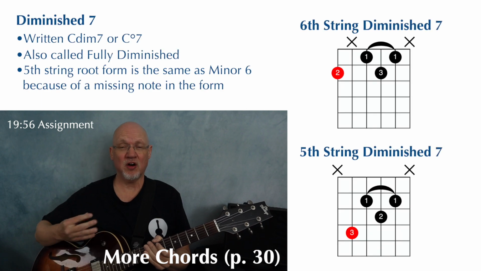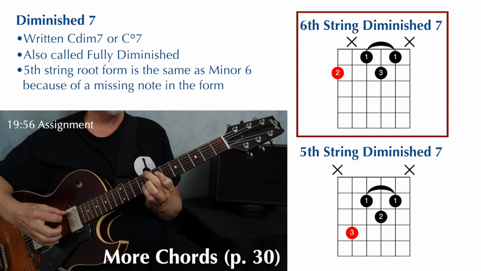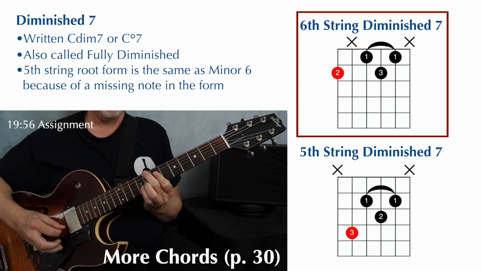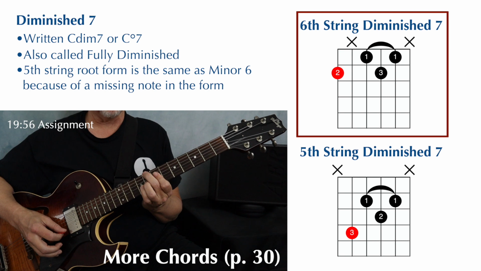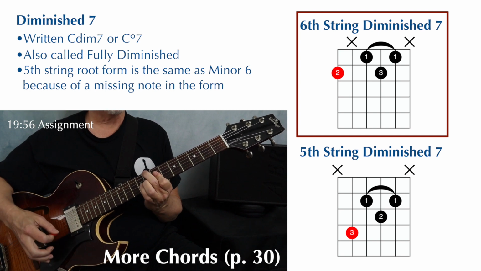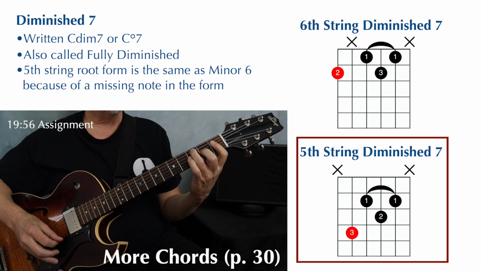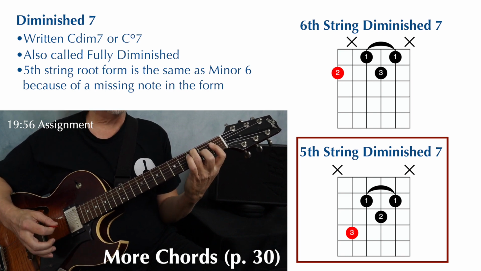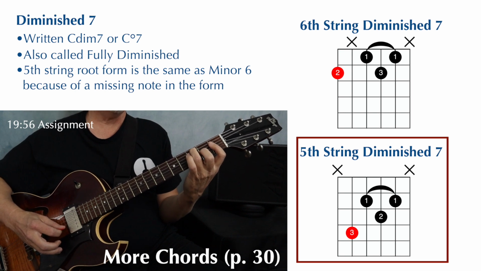Diminished 7 chords are often used as passing chords. Diminished 7 shape with the root on the 6th string, finger 2, 1, 3, and 1. So finger 1 is barring strings 2 through 4, and you're again muting strings 1 and 5. And then another diminished 7 shape with the root on the 5th string, finger 3, 1, 2, and 1.